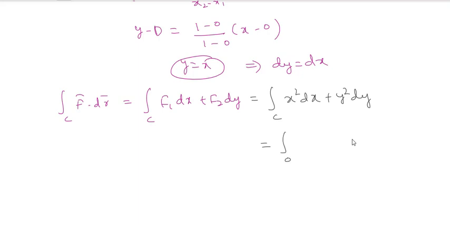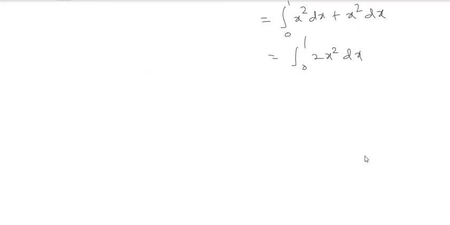So it is the integral from 0 to 1 of x square dx, then y is the same as x, so x square dx. So we'll have it as the integral from 0 to 1 of 2x square dx. Commonly you will do the integration: 2 into x cube by 3. If I substitute the limits 0 to 1, you will have 2 divided by 3. So the value is 0.66, the answer for that.